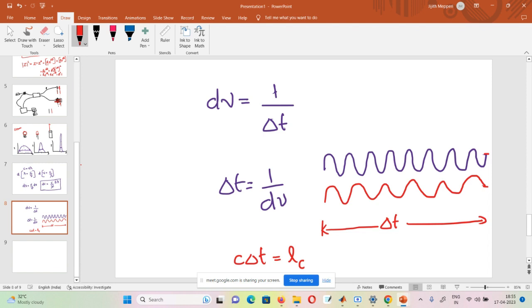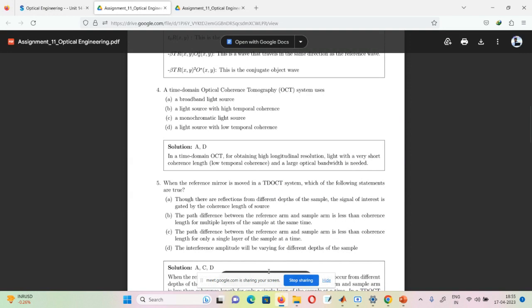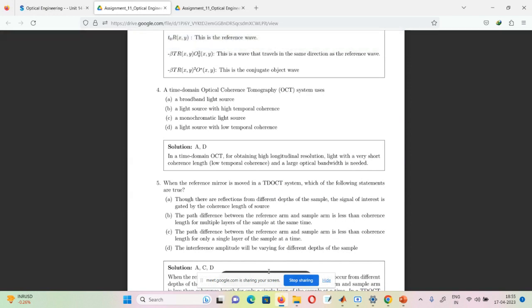So you have to use a broadband light as well as a less coherent one. Actually, they are the same. A broadband light means it will have very low temporal coherence. It's a connected matter. Okay. So a light source with low temporal coherence and a broadband light source are actually the same, so A and D are the same. A light source with high temporal coherence you don't want, because it will produce an interference pattern all the time.